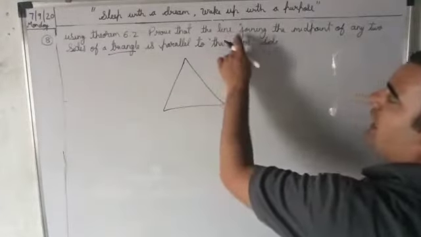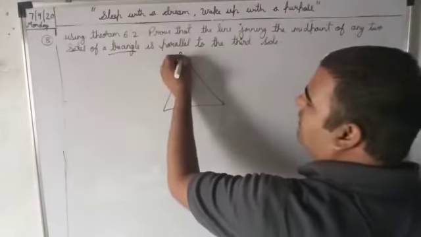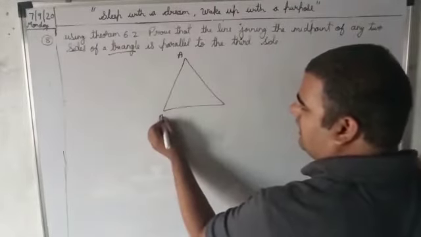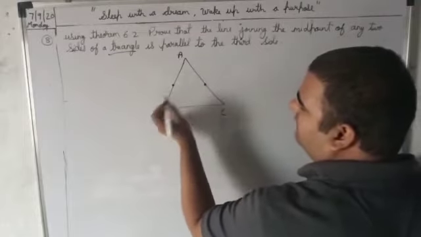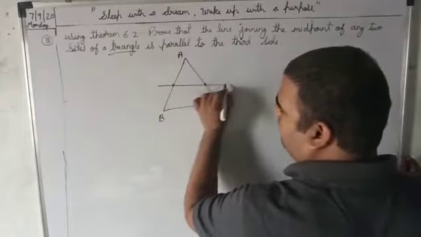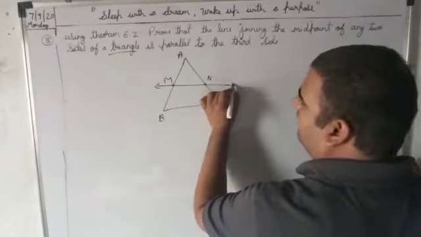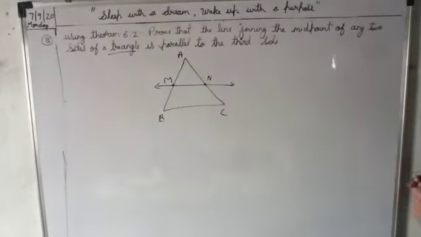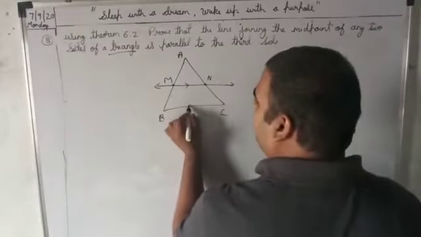Yes, now see, prove that the line joining the midpoint of any two sides of a triangle. So any two sides, name these as M and N. M and N are midpoints of any two sides. Prove that the line joining the midpoint of any two sides of a triangle is parallel to the third side. MN is parallel to BC.